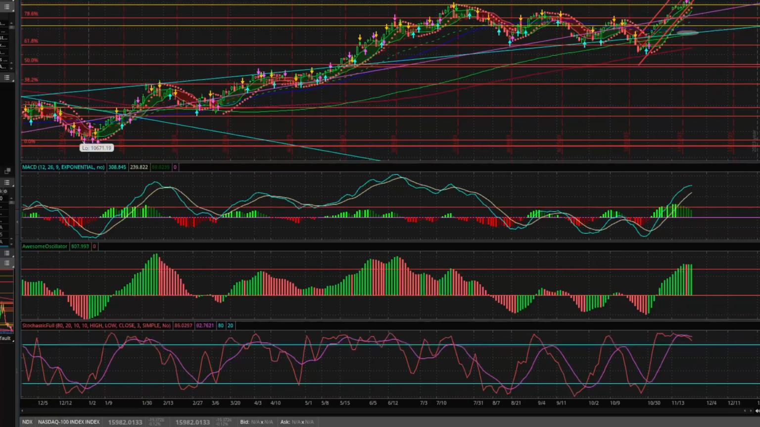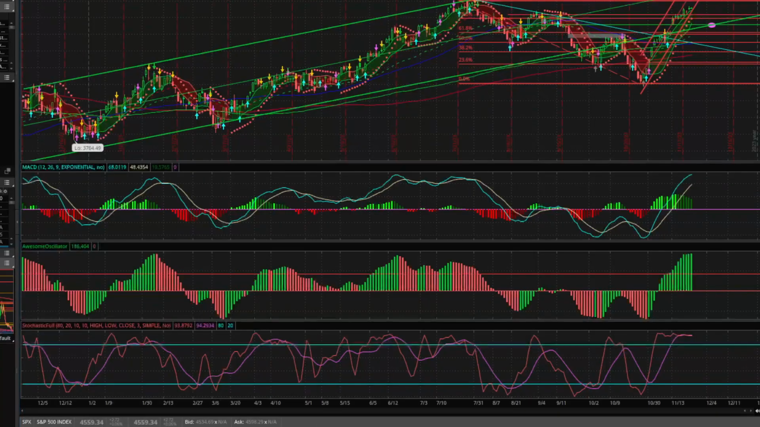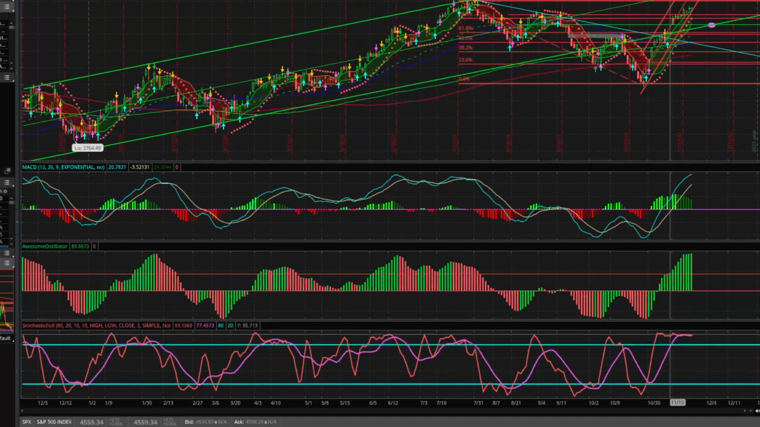So let's go look at now the SPX. The S&P 500, and we're going to see that we have the same exact thing. The stochastics has not rolled over just yet, but it is flattening, and it's been flat for a couple of days now, since November 6th. It's been kind of grinding sideways.